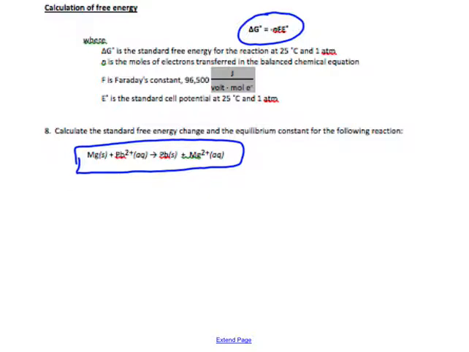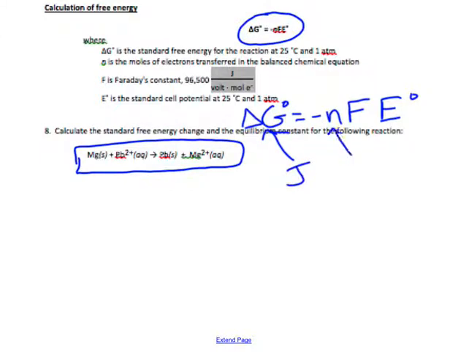And if you're asked to solve for free energy, you would utilize delta G naught is equal to negative N F E naught. This is on your AP equation sheet, so you don't have to memorize it. Let's look at what everything is. We know delta G is energy, free energy, and what are the typical units of that? Joules. Okay.